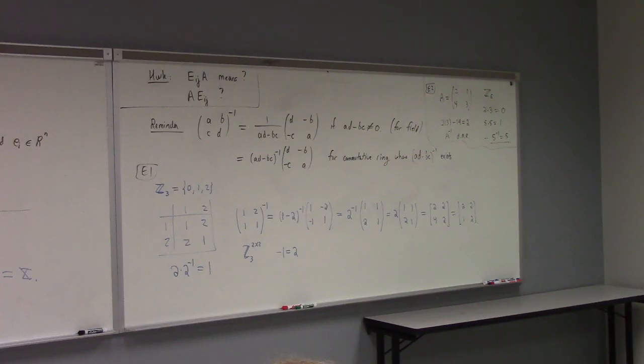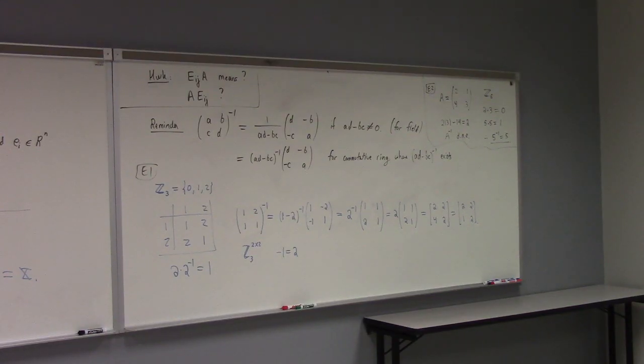So here we go. Definition. Let A and N be square matrices over a commutative ring with identity.